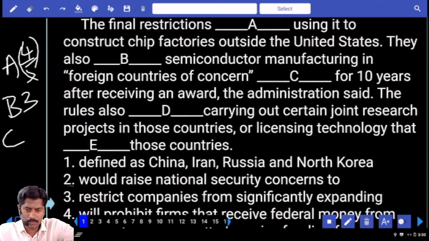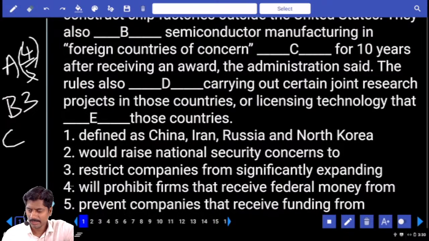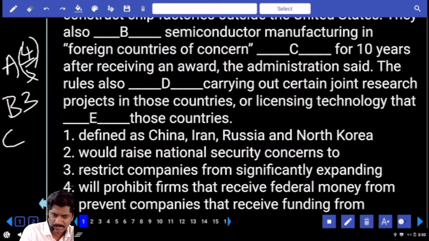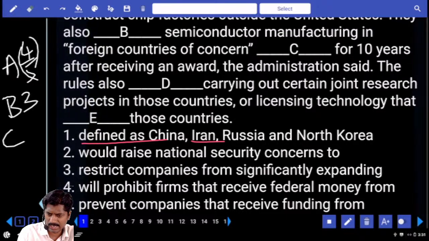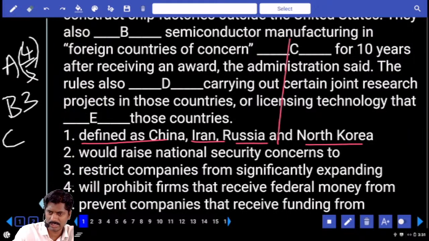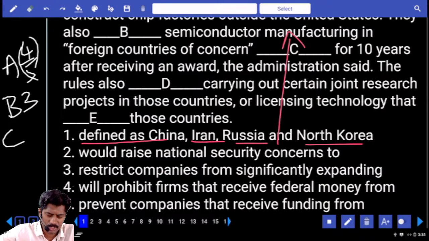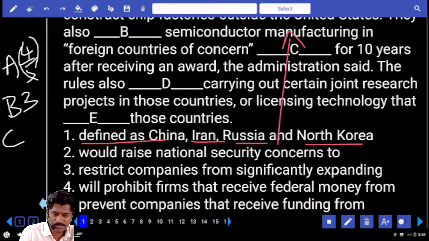Semiconductor manufacturing in foreign countries of concern. What are those foreign countries? Defined as China, Iran, Russia, and North Korea. Easily this will come there. The foreign countries, they have clearly mentioned: China, Iran, Russia, and North Korea. So in place of C, you can take 1.